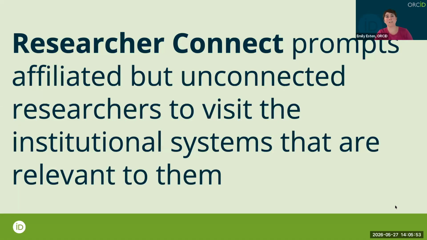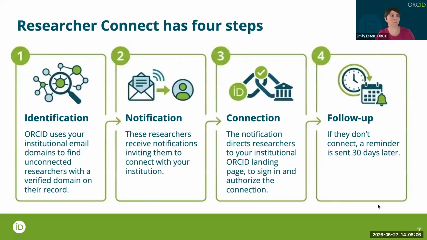So Researcher Connect is using that second example of using the member API. And what it does is we're prompting affiliated but unconnected researchers to visit the institutional systems that are relevant to them. And so I'll unpack this a little bit more.